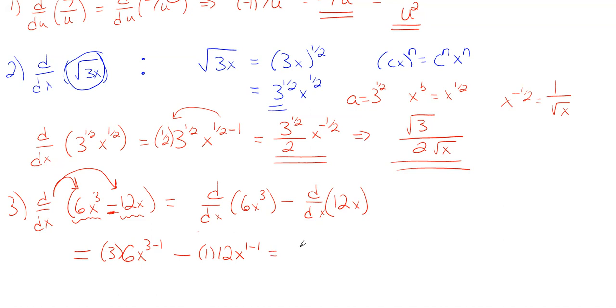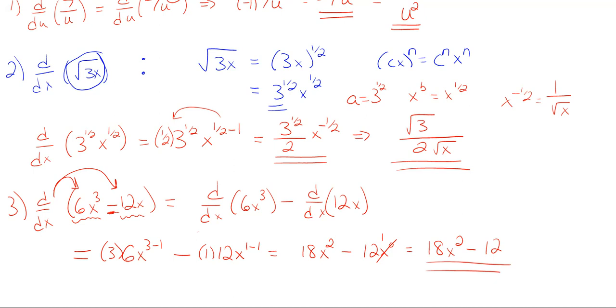So what we have here is 6 times 3, which is 18, times x. And then 3 minus 1 gives me 2, minus 12. And then x to the 1 minus 1 is x to the 0, which hopefully you know that x to the 0 is just 1. So in reality, we just have 18x squared minus 12.